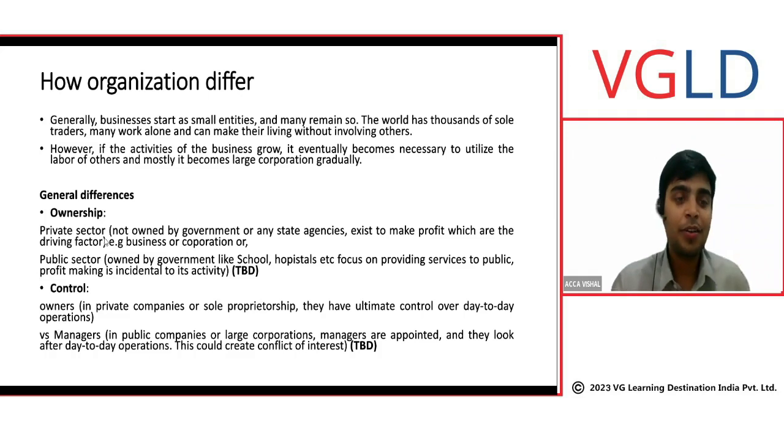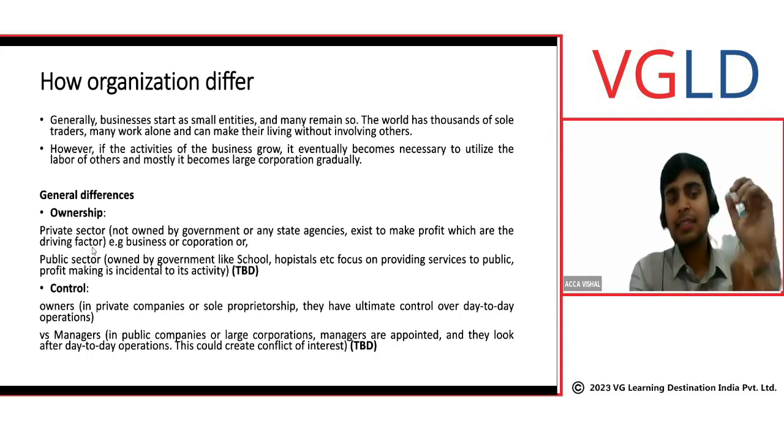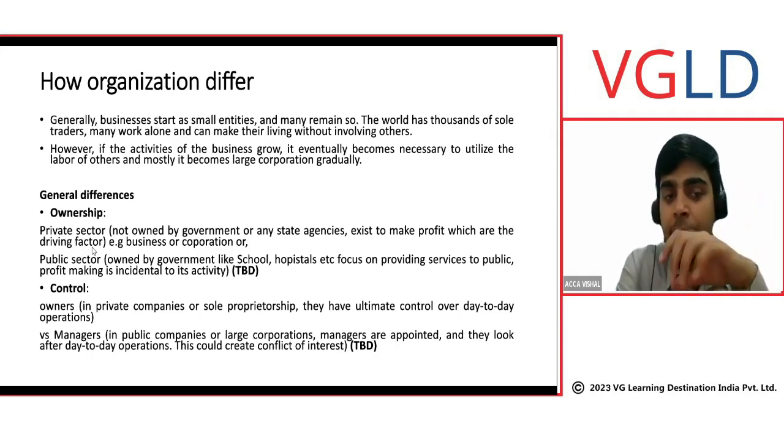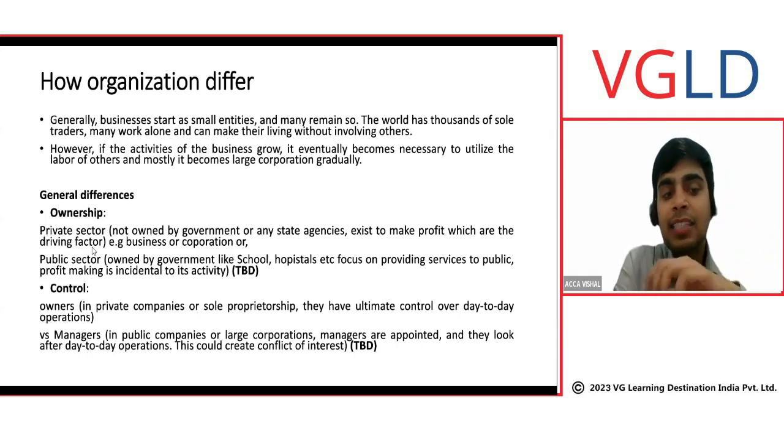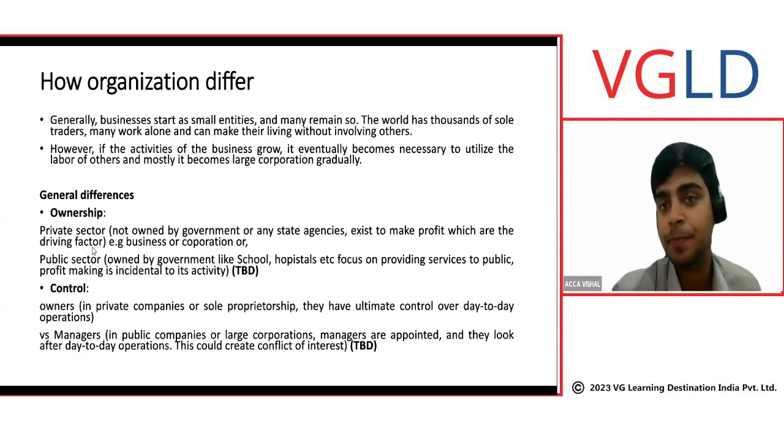Okay. So the general difference between organizations, how organizations differ. People will keep asking what is public sector and private sector. As earlier discussed, organizations can differ based on ownership, like public and private sector. Private sector means something that is not owned by the government. So anything that is not owned by the government is basically private sector.